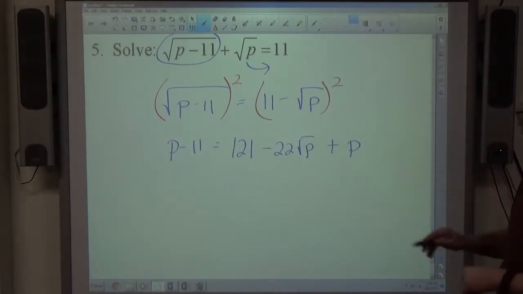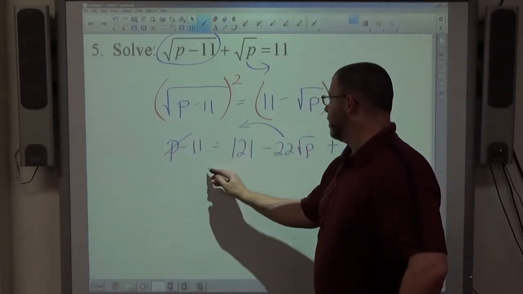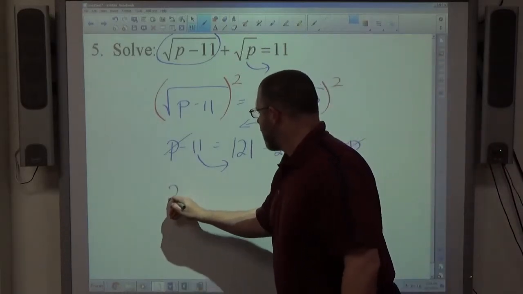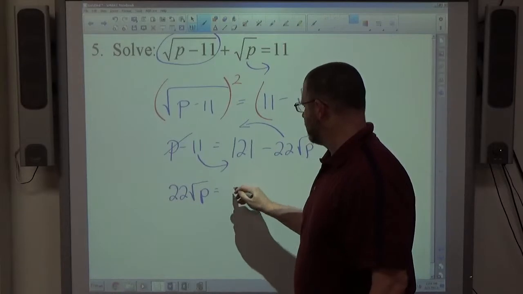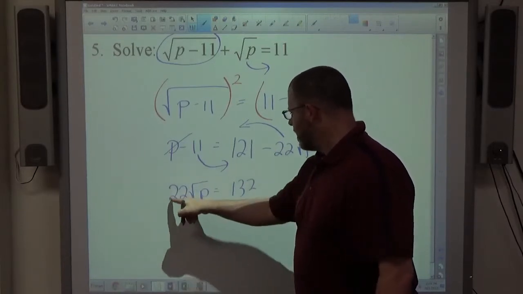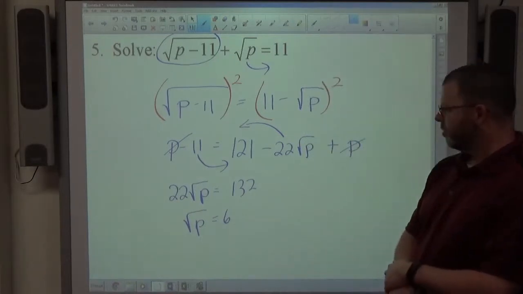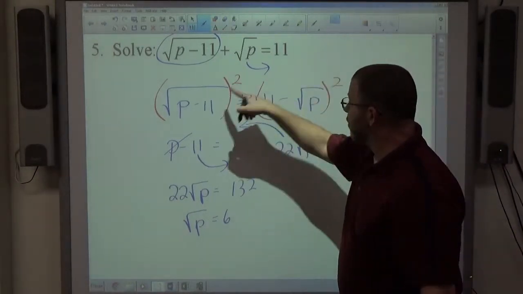I've got p's on both sides. They cancel. I can move the 22 square root of p over there, the 11 over here. I like my square root object to be positive, so positive 22 times the square root of p. Move the 11 over, plus 11 makes 132. Divide both sides by 22.